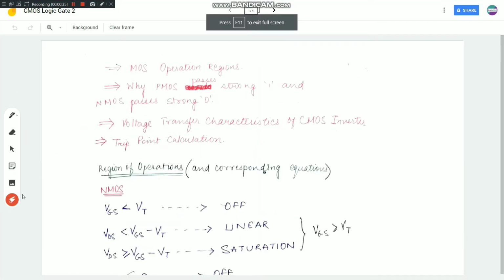Today I'll discuss CMOS operation regions very briefly. Why PMOS passes a strong 1 and NMOS passes a strong 0. Voltage transfer characteristics of the CMOS inverter in great detail. Also the trip point calculation. So let's begin.